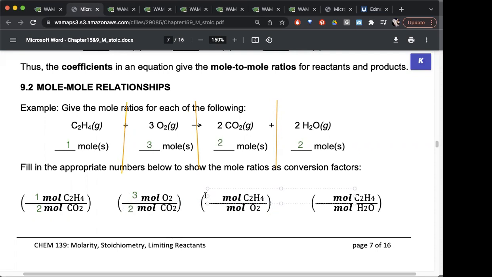For every 1 mole of ethylene consumed, we will consume 3 moles of oxygen. Or for every 1 mole of the fuel that's burned, the ethylene, we will produce 2 moles of water. So we could go between any 2 things that we need to, just change the label based on those coefficients.